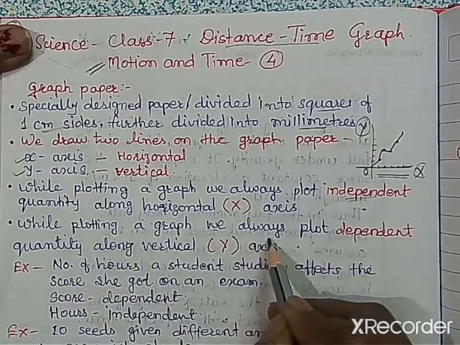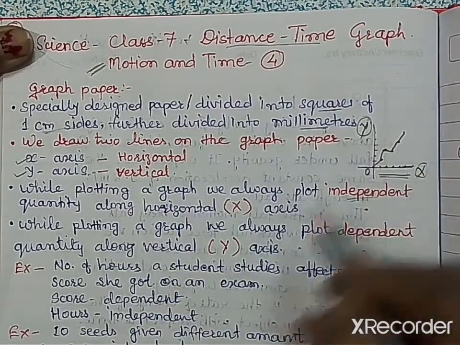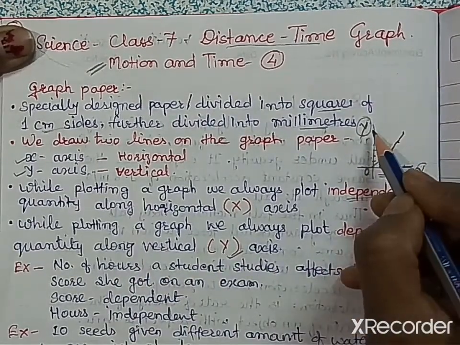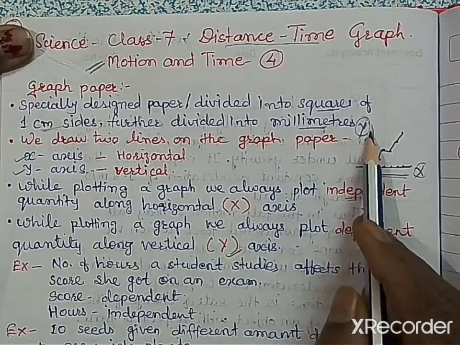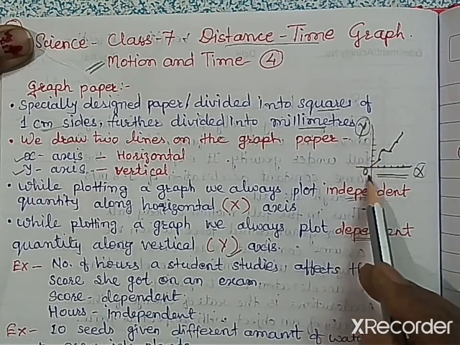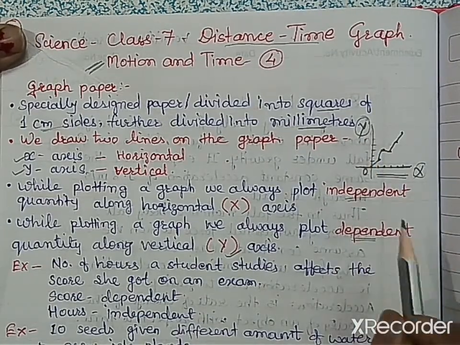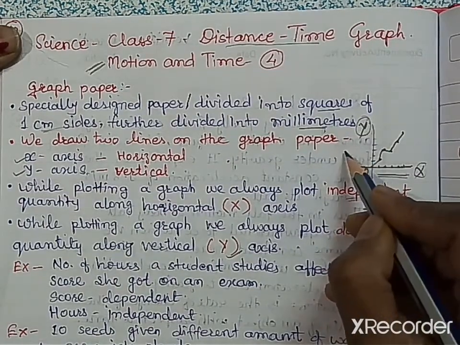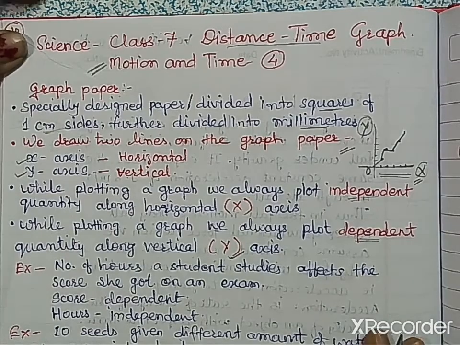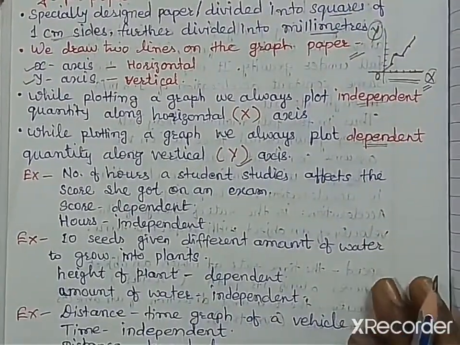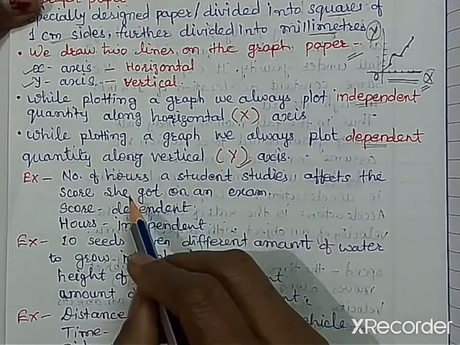While plotting a graph, we always plot the dependent quantity along the vertical axis, or we can say the y-axis. Here we always denote the dependent quantities, for example distance in the distance time graph. So distance will always be on the y-axis and time will always be on the x-axis in the distance time graph.